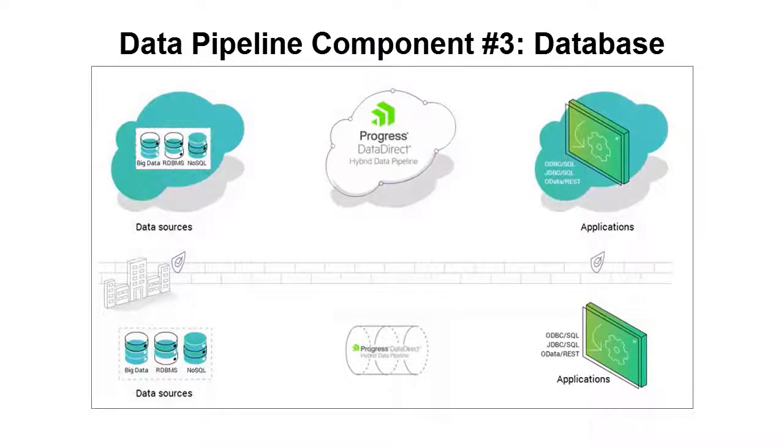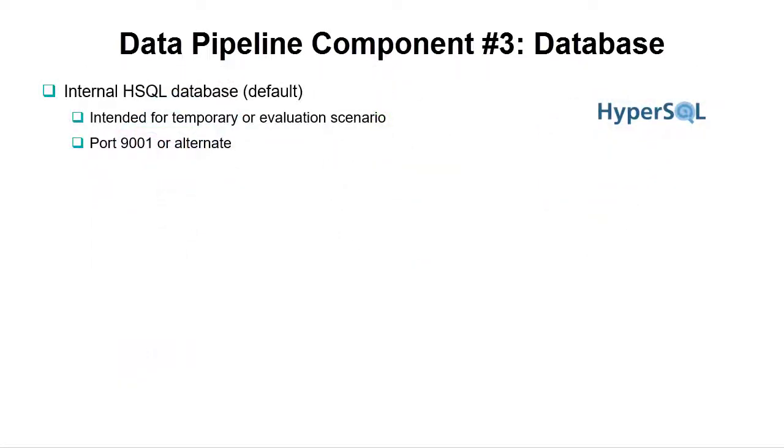The third required component is a database to store user information and definitions of your data sources. It can be either internal, that is, embedded within the data pipeline server software, or external. By default, the data pipeline installer creates an internal HSQL database for temporary or evaluation purposes. Ensure that port 9001 is available, or identify another port to use.